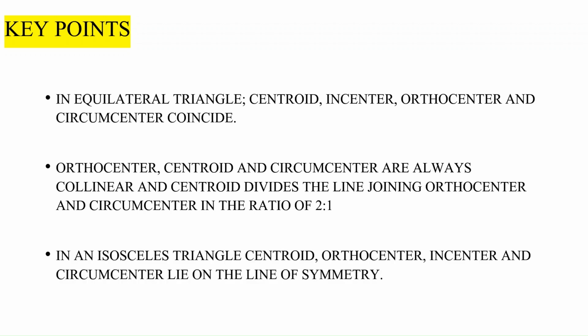In case of an isosceles triangle, all these points will lie on a line which is nothing but the line of symmetry for that triangle.